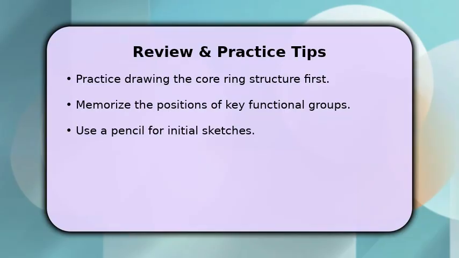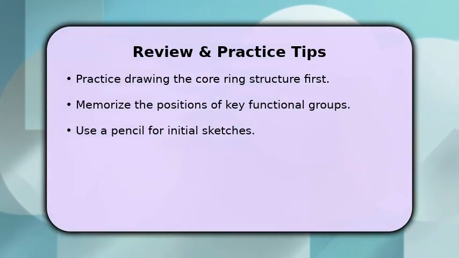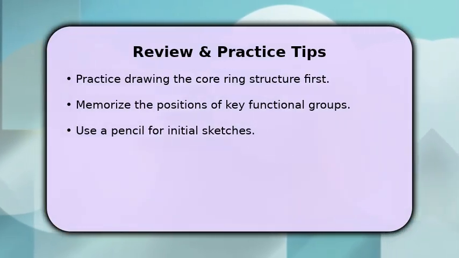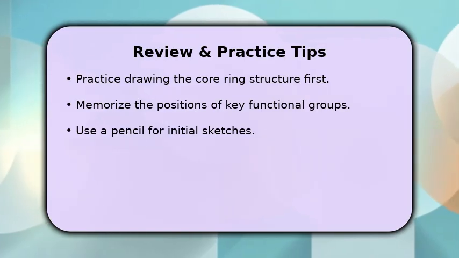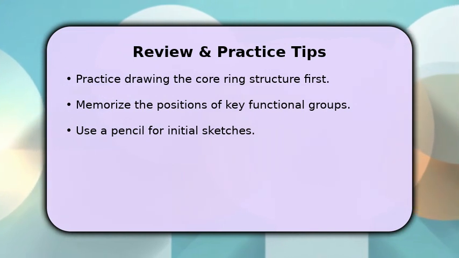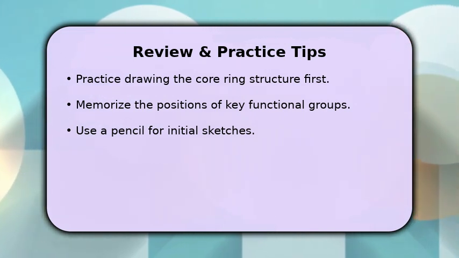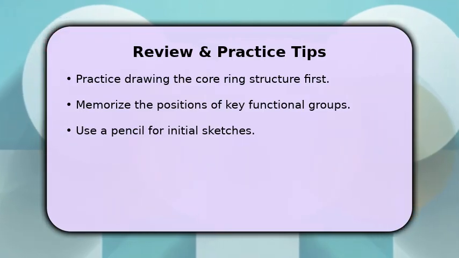Let's quickly review the process. Remember to start with the basic six-membered ring, then add the nitrogen and methyl groups. Next, attach the hydroxyl, hydroxymethyl, and formyl groups in their correct positions. Finally, complete the bonding and aromaticity. Consistent practice will help you quickly and accurately draw the simplified vitamin B structure. You'll master it in no time.